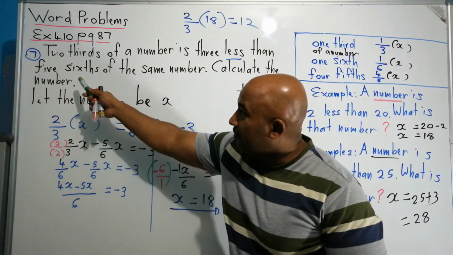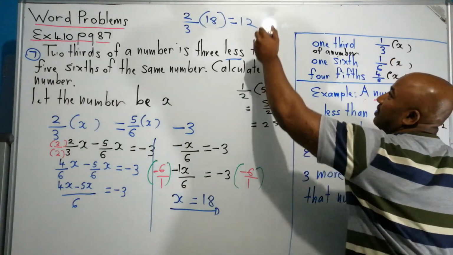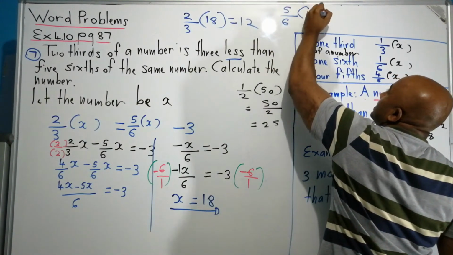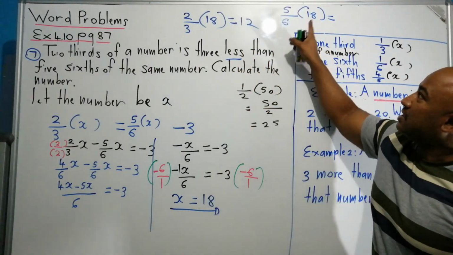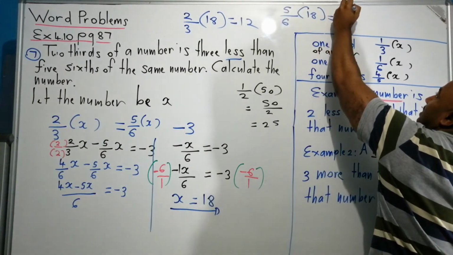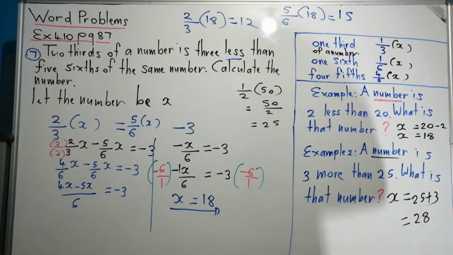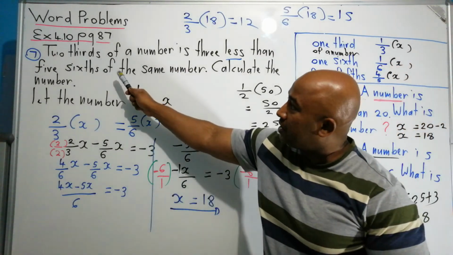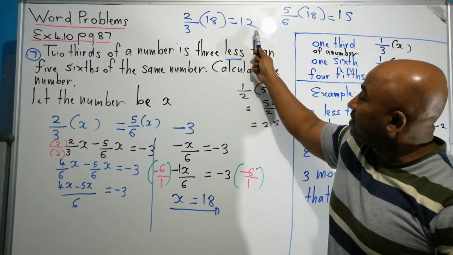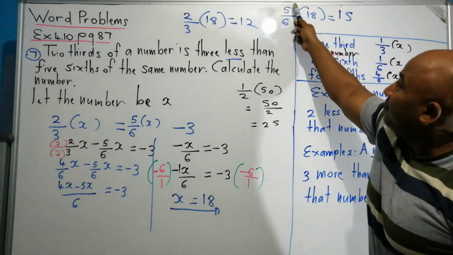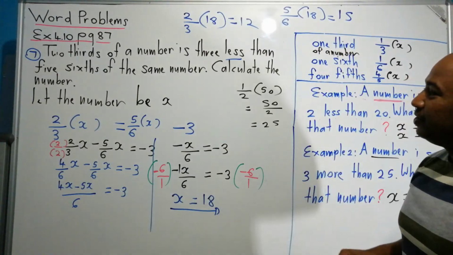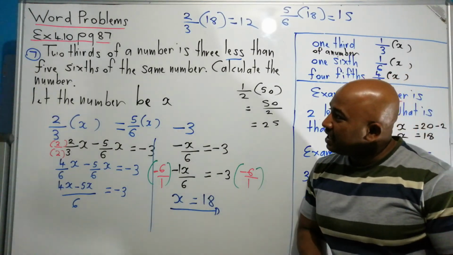Now 5/6 of the same number. Let's work out 5/6 of the same number. So we're going 5/6 times 18. So here 18 divided by 6 is 3 times 5 is 15. So now let's say 2/3 of a number is 12. Is 3 less? Yes, you can see 12 is 3 less than 5/6 of the same number. You get 15. So 12 is 3 less than 15. You know it works out perfectly. So that's how we deal with this problem.